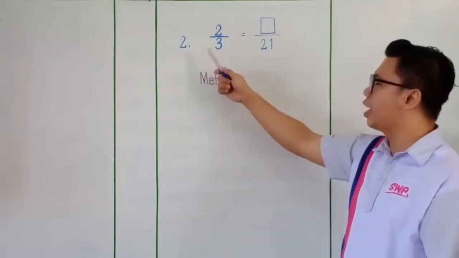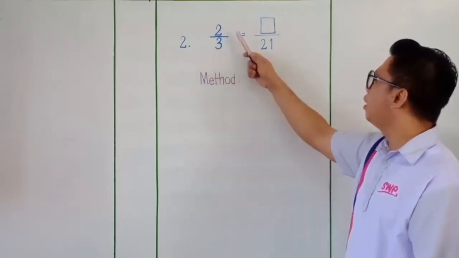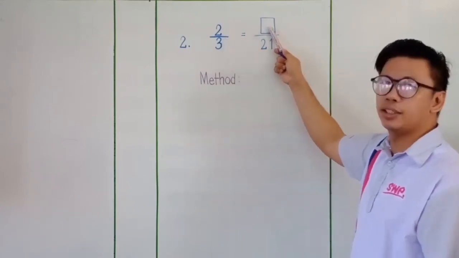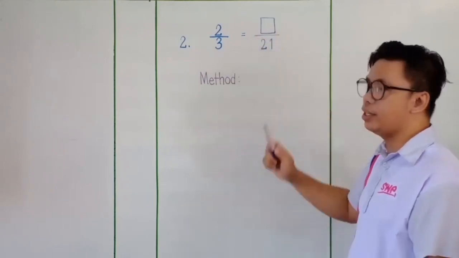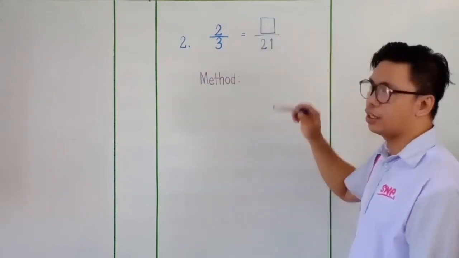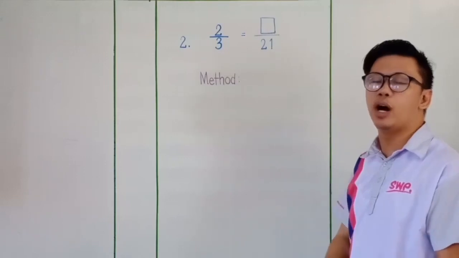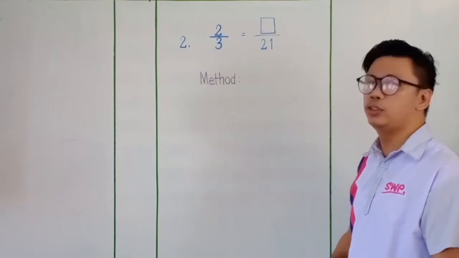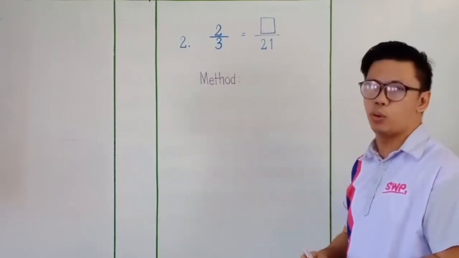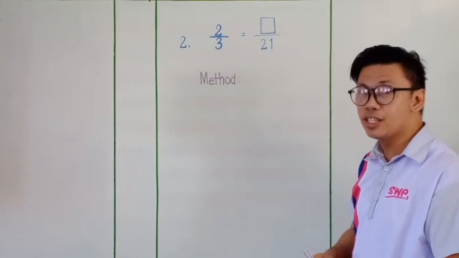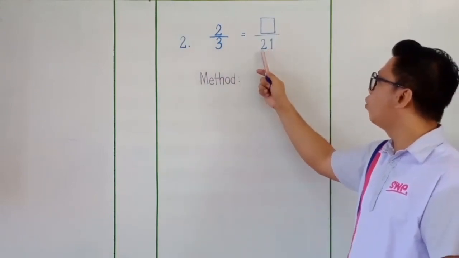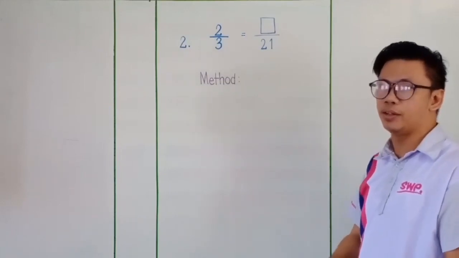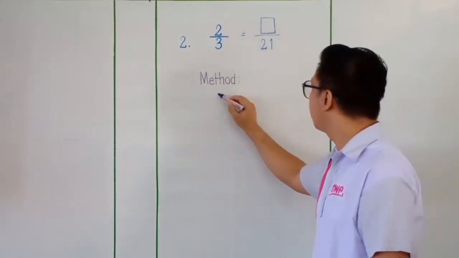Okay, now let's go to exercise number 2. We have here 2 over 3 equals square box or the blank space over 21. So we will find the answer on the box in order to have an equivalent fraction. So what first will we do, or what first method will we do? First is to get the 21 divided by 3. So we will divide the denominator.